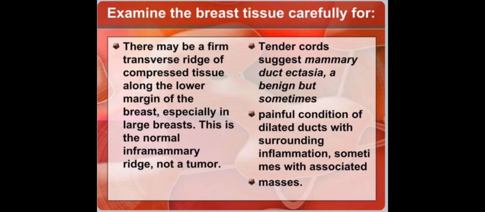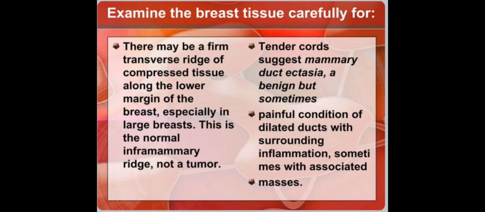So, meron kang nakakapa dyan and then, may mens ka man or wala, andyan pa rin siya. So, that's a problem. So, there may be a firm transverse ridge of compressed tissue along the lower margin of the breast, especially in the large breast. This is a normal inflammatory ridge and not a tumor. Normal po yan siya sa mga malalaki yung dede. Pero pag sa maliliit yung dede niya, this may signify na may cancer.